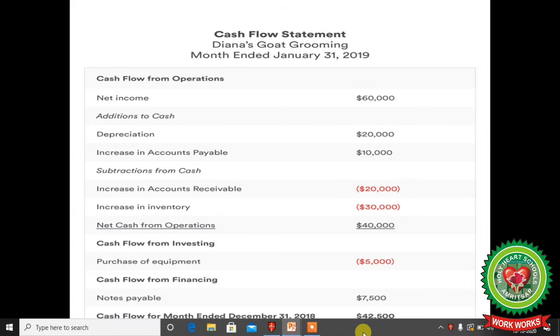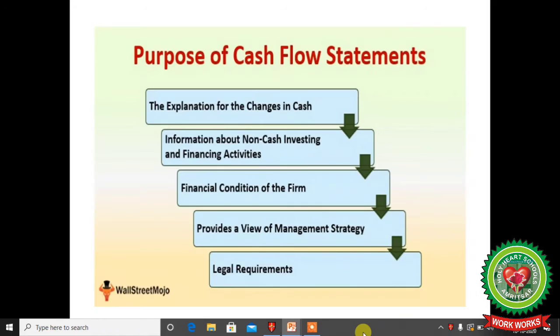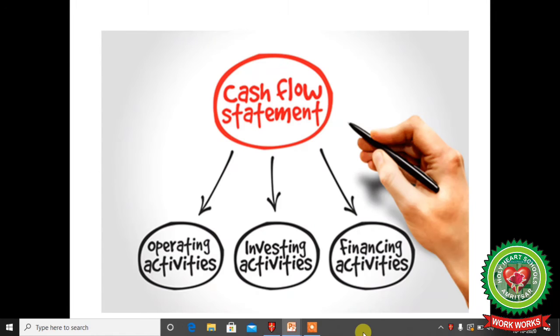So this one is a full-fledged structure of cash flow statements. Here, see. The purpose of cash flow statements: the explanation for the changes in the cash, information about non-cash investing and financing activities, and financial condition of the firm, provides a view of management strategy and legal requirements. So a cash flow statement is divided into three parts: operating, investing and financing.